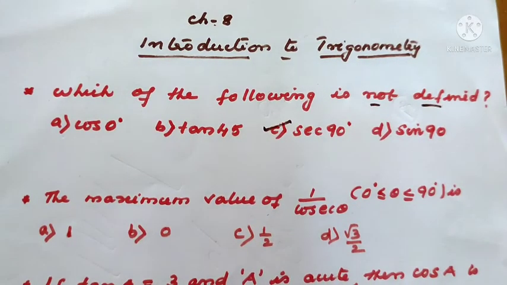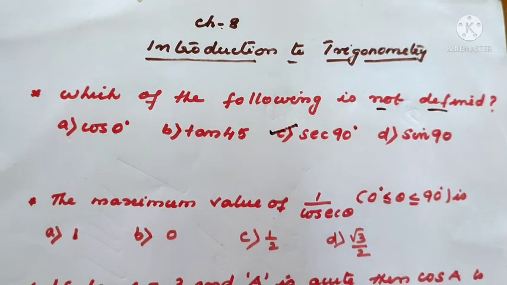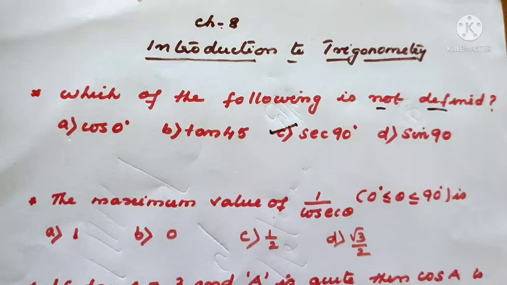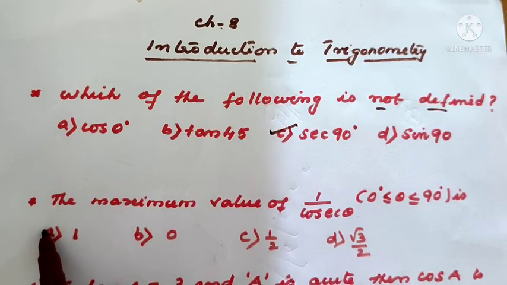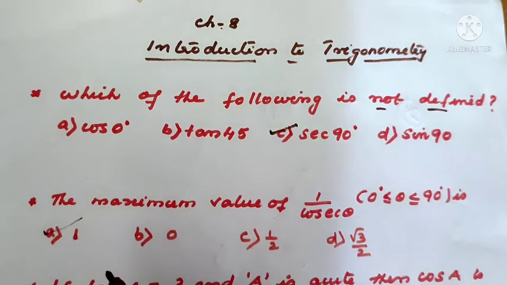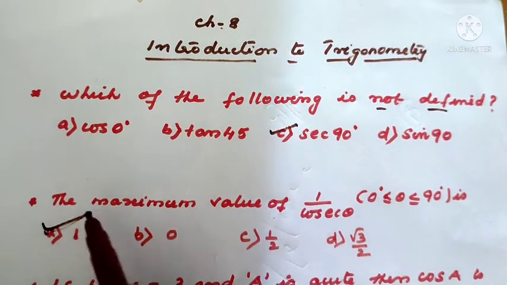Now, the maximum value of 1 by cosec theta is, the values are given for 0 degree to 90 degree only. When you check cosec theta values, a not defined case is also there, but from the given options, we have to go for the maximum value. So the answer is option A, that is 1 only.